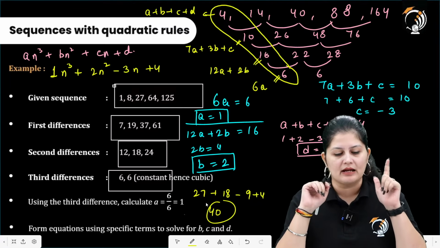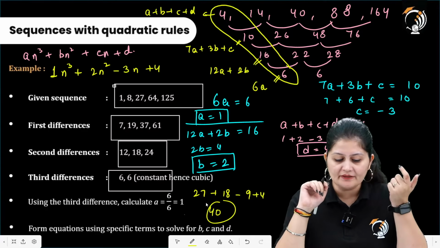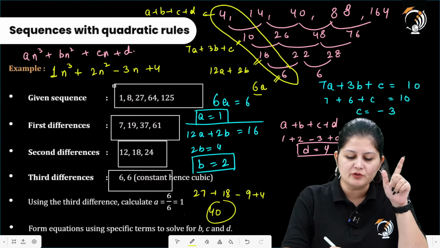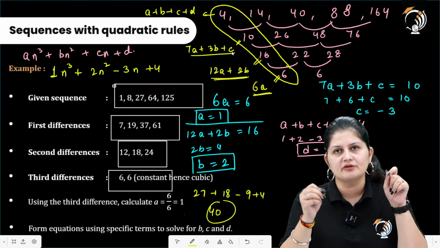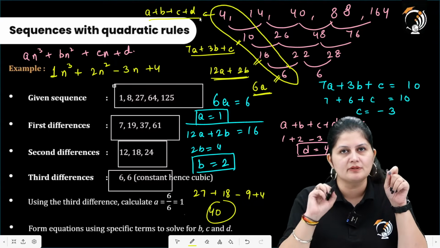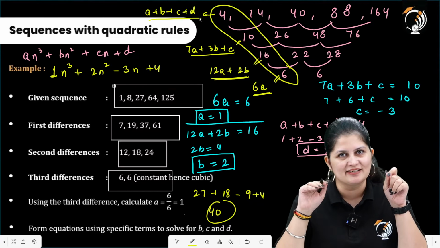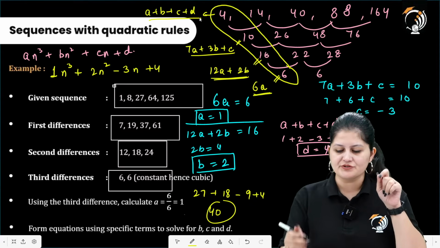But yes, I am again repeating this thing, that we need to know that this is equal to 6a, this is equal to 12a plus 2b, this is equal to 7a plus 3b plus c, and this is equal to a plus b plus c plus d. Is that clear? I hope that we have understood this thing.